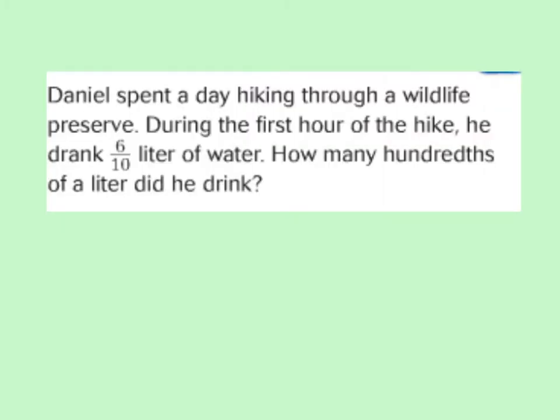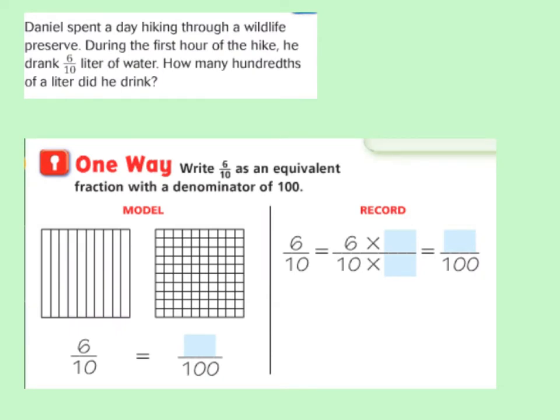So here is our problem. Daniel spent a day hiking through a wildlife preserve. During the first hour of the hike, he drank 6/10 liter of water. How many hundredths of a liter did he drink? So, right now we're going to discuss equivalent fractions. We know we're going to shade in our 6/10 right here. So that's 1/10, 2, 3, 4, 5, and 6.